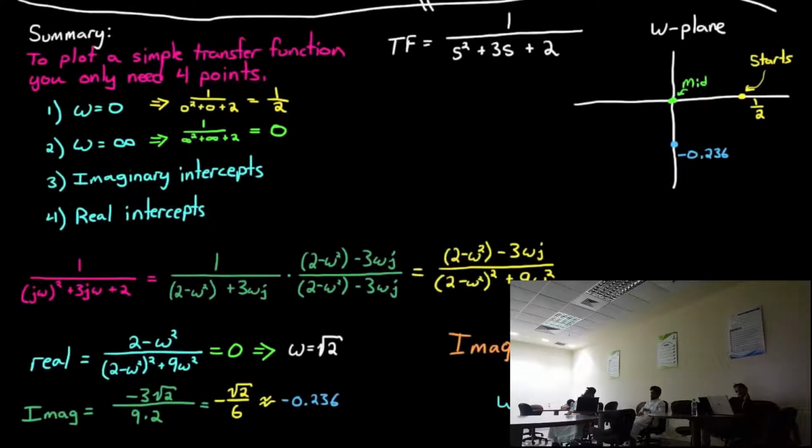So now that we have this information, what does it tell us? Well, we can start with our pencil at the starting point and trace through the imaginary crossover, and then through the real crossover if there is one, and then end at the midpoint.